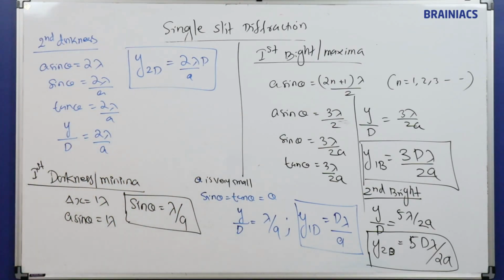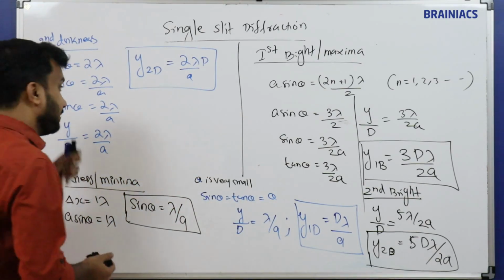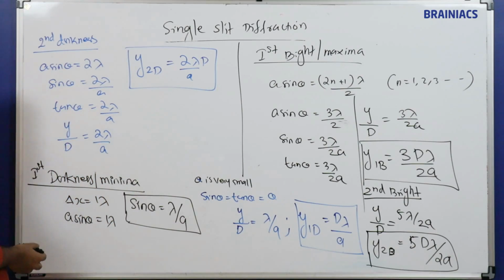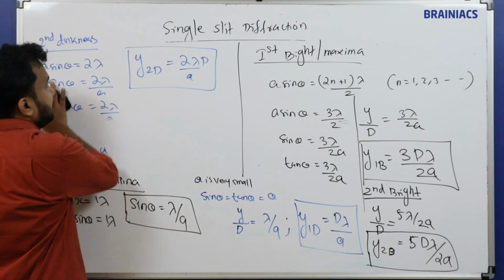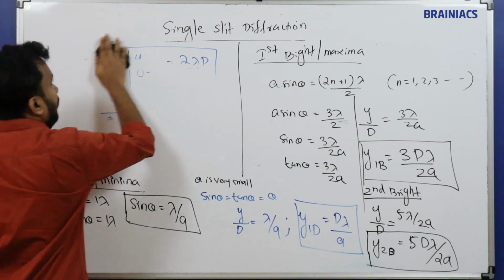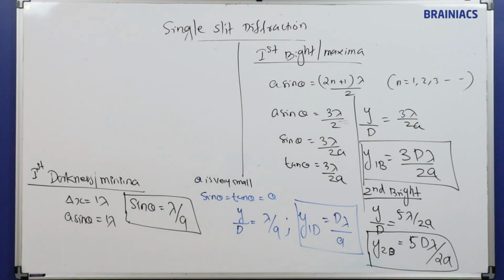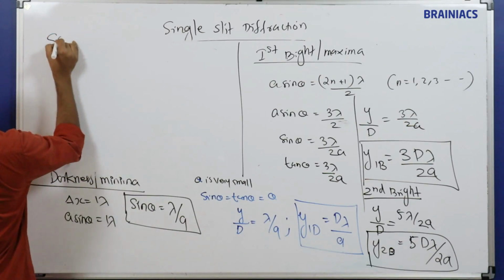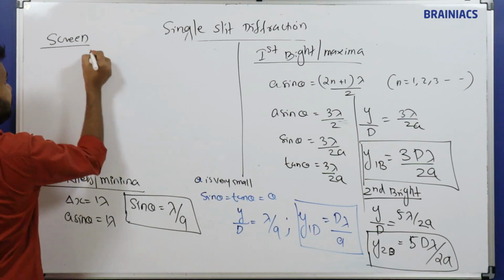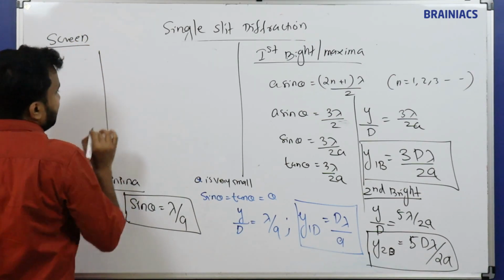Now we will plot how this appears on the screen. What will the pattern look like on the screen? Okay, so let's put it on the screen. Now we'll see how the pattern of single slit diffraction comes on the screen. This is the screen, and this is the central bright.